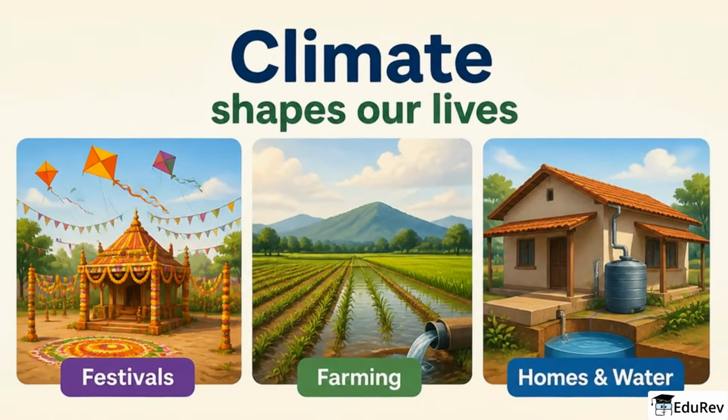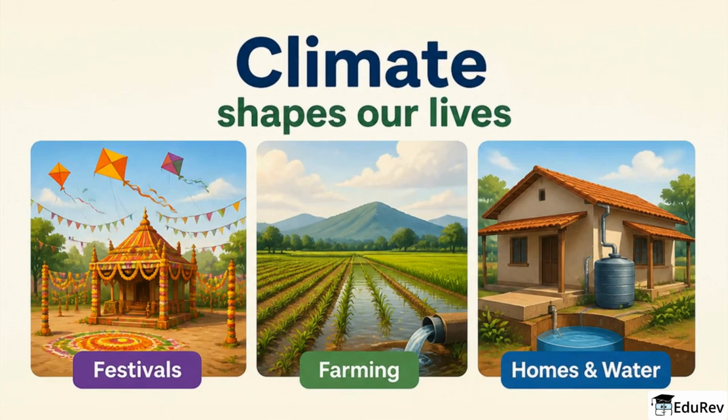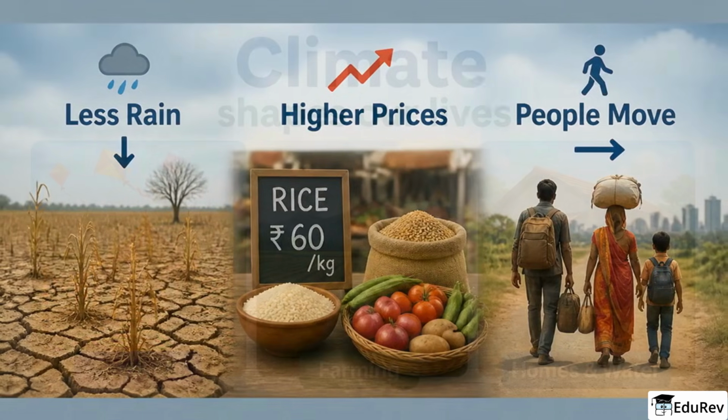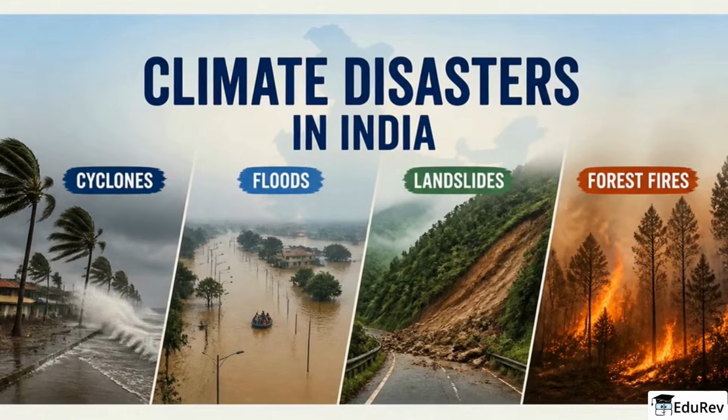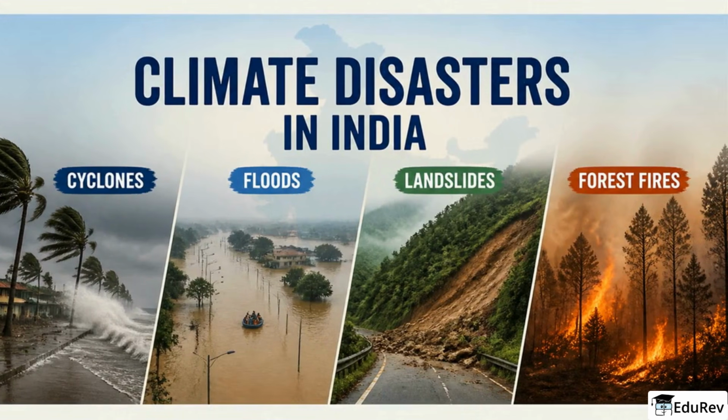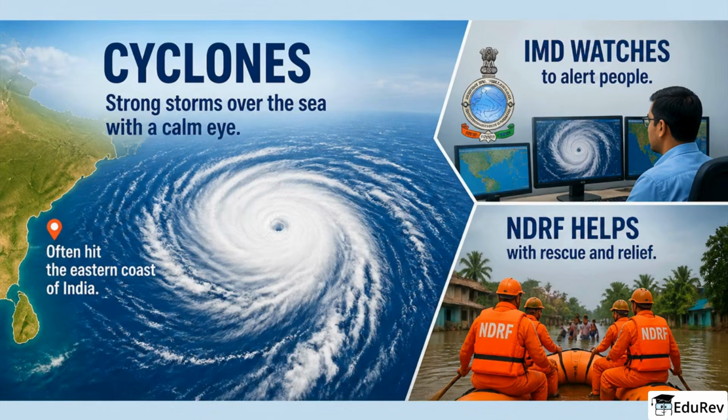Climate shapes our lives, from festivals to farming to how we build houses and use water. A weak monsoon can reduce crop yield, raise food prices, and force people to move for work. India faces many climate-related disasters such as cyclones, floods, landslides, and forest fires. Cyclones form over the sea as strong, low-pressure storms with a calm eye in the center, and they often hit the eastern coast. The India Meteorological Department watches them, and the National Disaster Response Force helps with rescue.